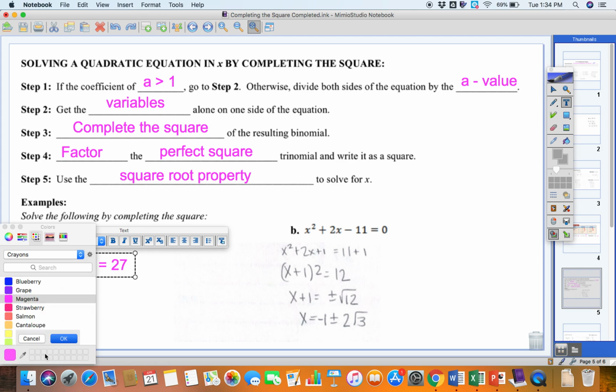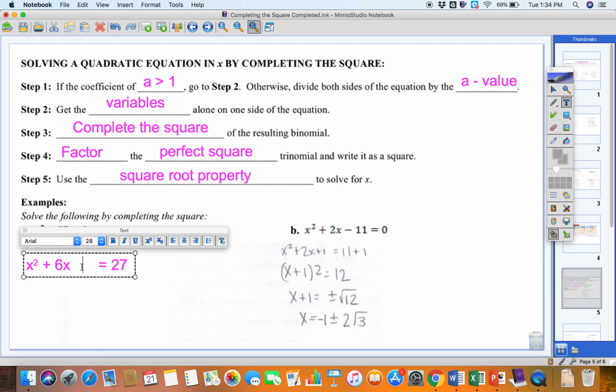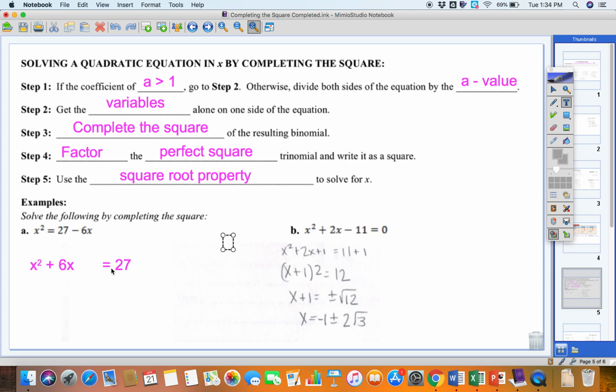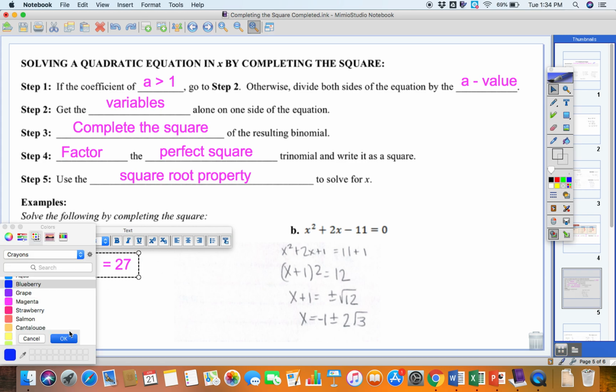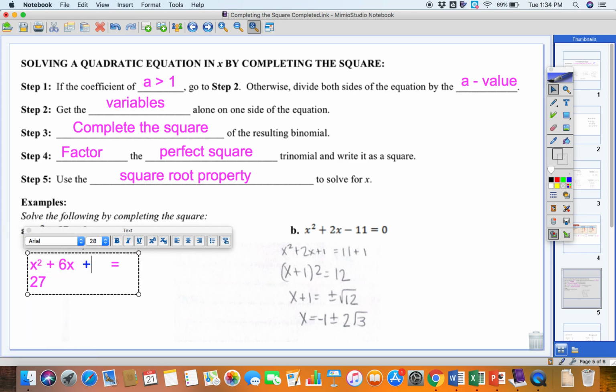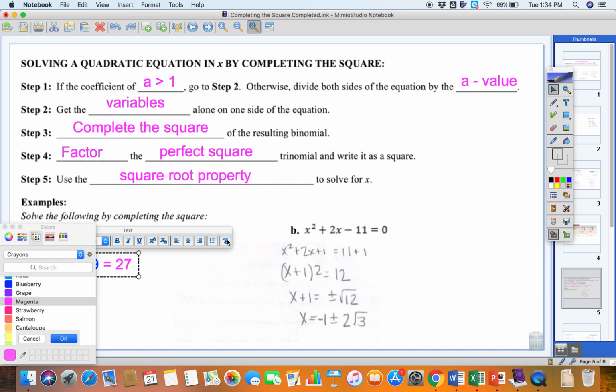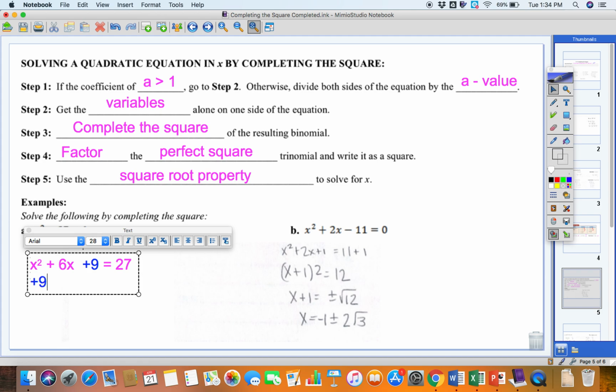I'm going to go back and do that in this blue color so that you can see that it's like a second step. So plus 9. And then I'm going to do the same thing to the end of the 27. Plus 9.